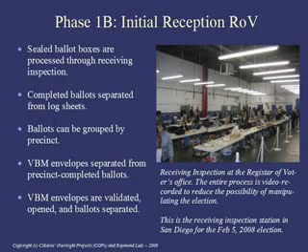Now, the first step at the Registrar of Voters Office, the sealed ballot boxes are processed through a receiving inspection area. The completed ballots are separated from log sheets and from the vote by mail envelopes. The vote by mail envelopes are validated using a normal process, which we're not going to cover in this video. But basically, at this point, we're checking the accuracy and the processing that was done in the precinct to make sure everything looks fine.